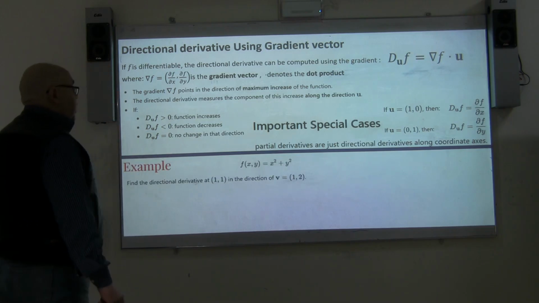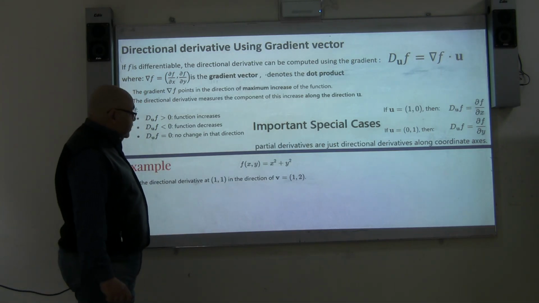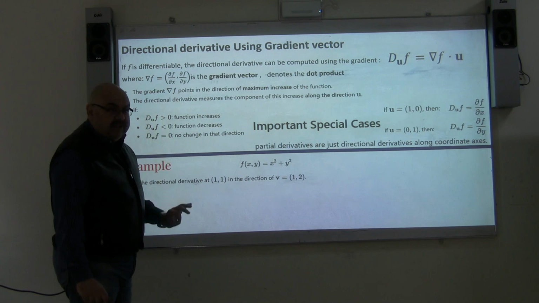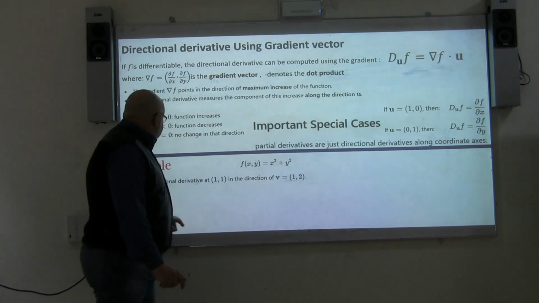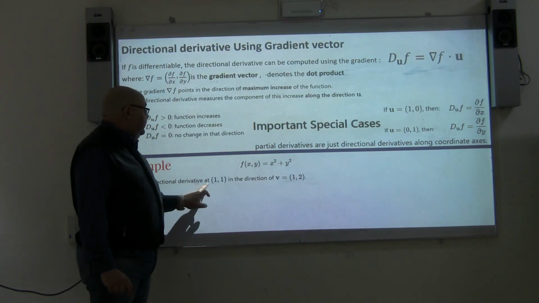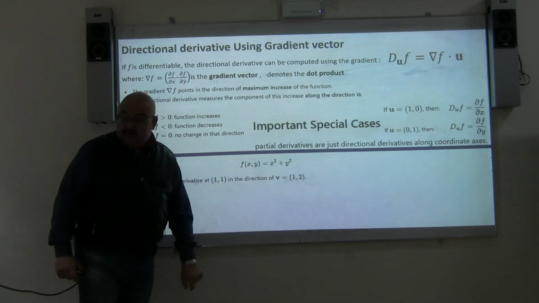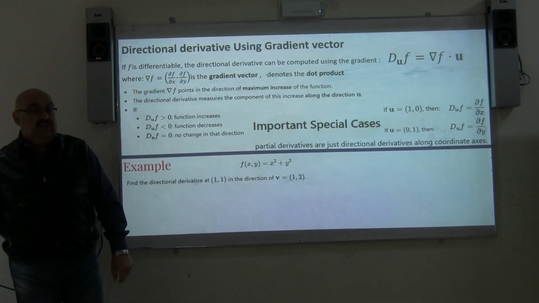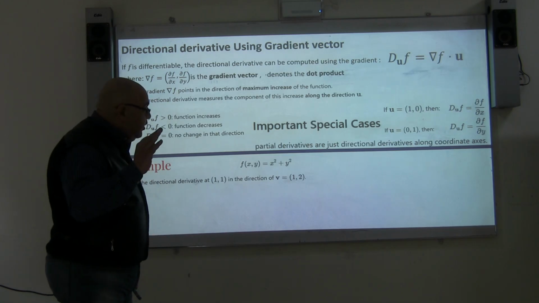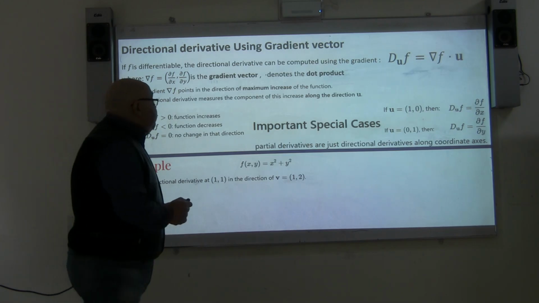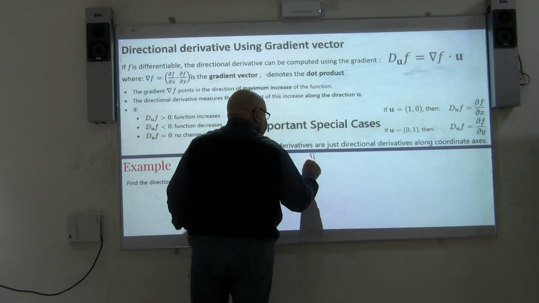So, for example, if I want to evaluate the directional derivative of the function x squared y squared, at a given point, in the direction of a given vector. If something like this was required, all I have to do, once more Mr. Omar, is three steps. The first step is to bring the gradient vector.